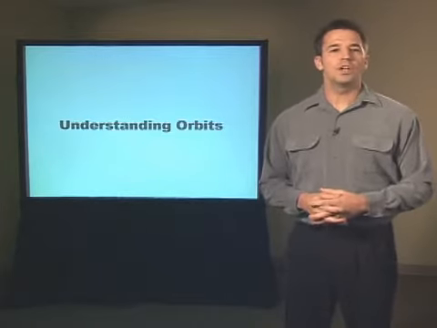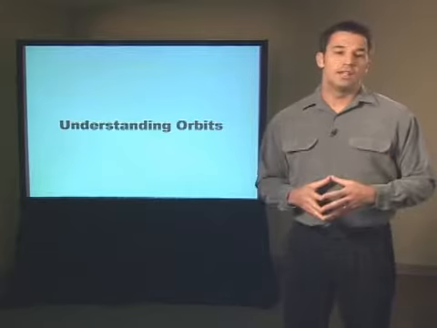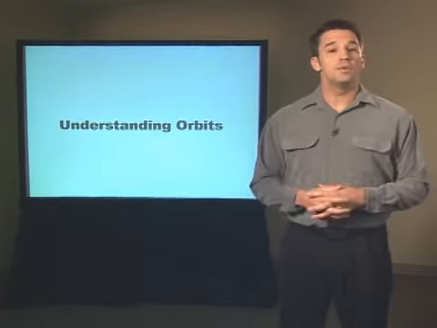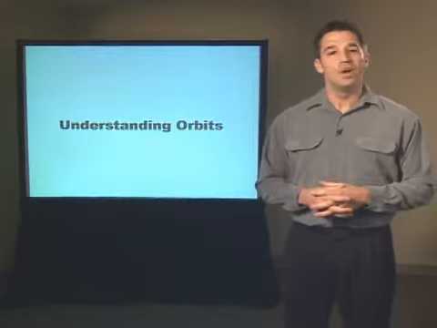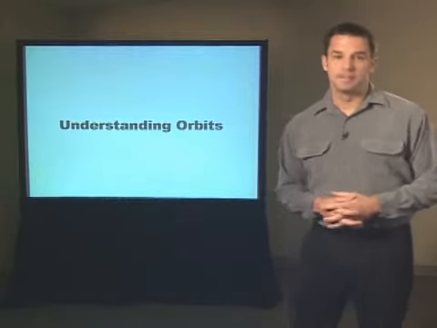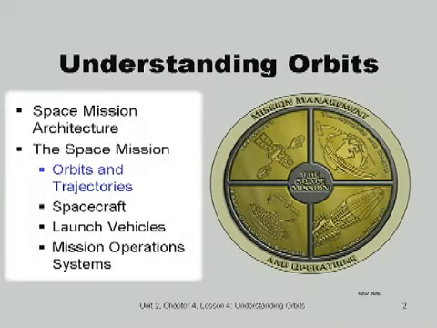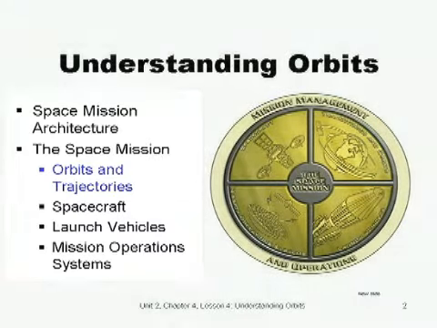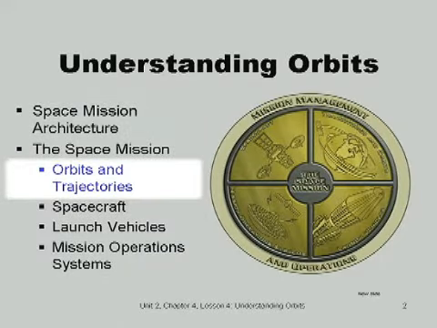Earlier in this course, we talked about where space fits into our lives, how we explore space, and the environment we find in space. Now, we'll learn about the motion of objects in space. Previously, we talked about the space mission architecture as a collection of orbits and trajectories, spacecraft, launch vehicles, and mission operations systems. These building blocks of a space mission represent the interrelated elements required to make a space mission successful. Well, that's the big picture. Today, we'll narrow our focus and concentrate on orbits and trajectories.